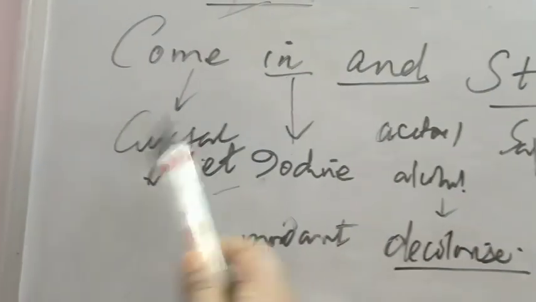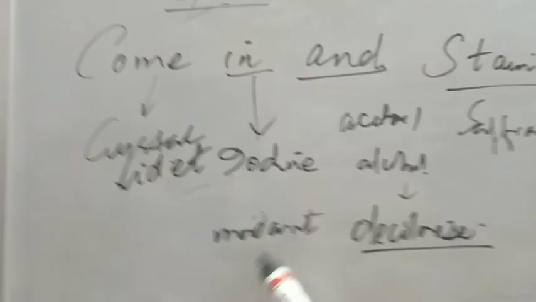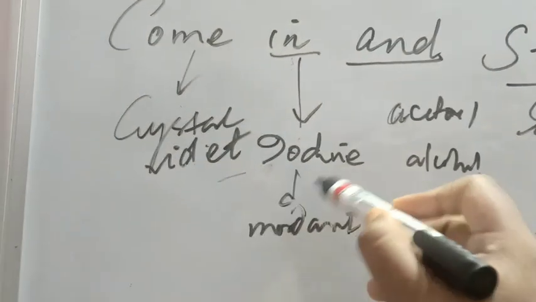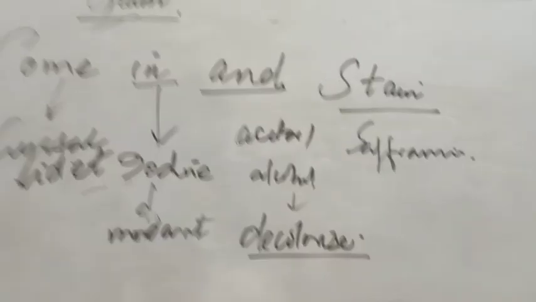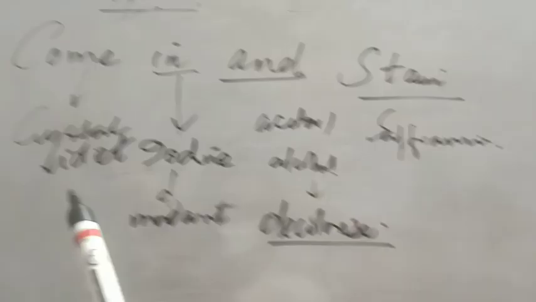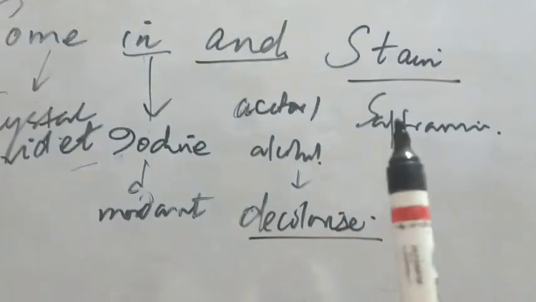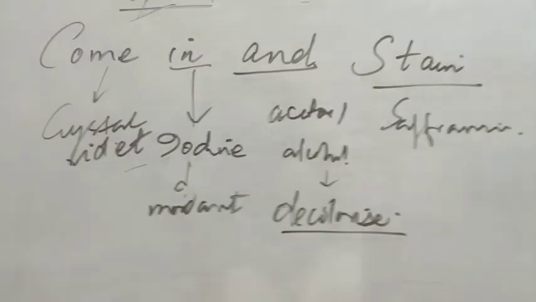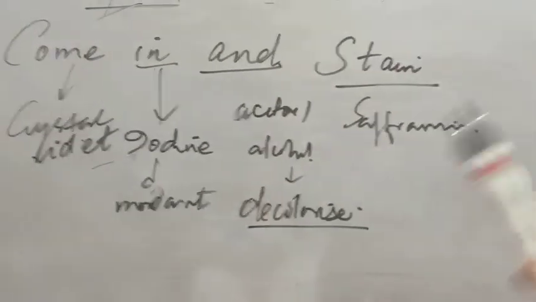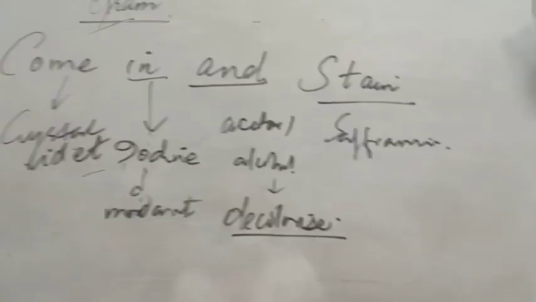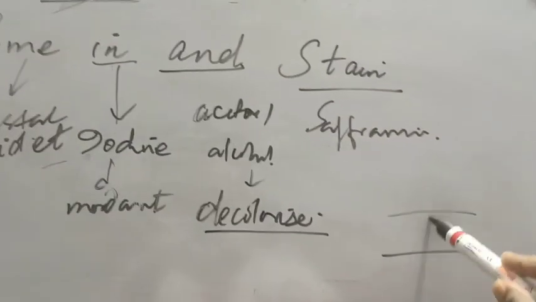So C, you'll just write crystal violet. Then I is for iodine. Iodine is a mordant. It will bind the violet color to the bacteria. Gram positive bacteria, thick cell wall, they will take up this stain and iodine will bind it strongly. Then you have A, which is acetone or alcohol, that will decolorize. If it's a gram positive bacteria, it will not get decolorized because the cell wall is so thick.